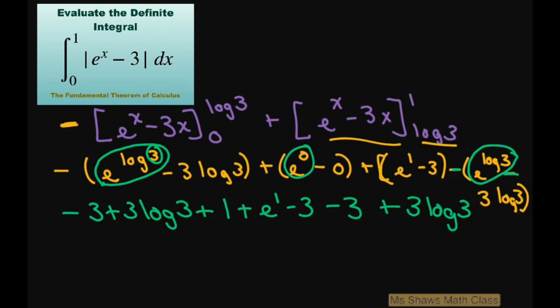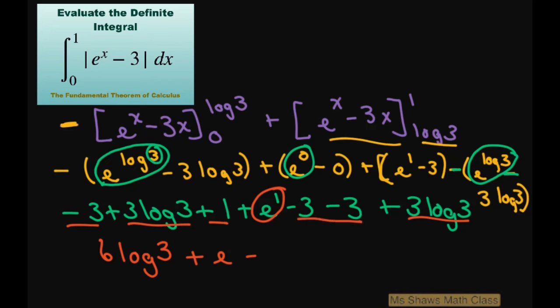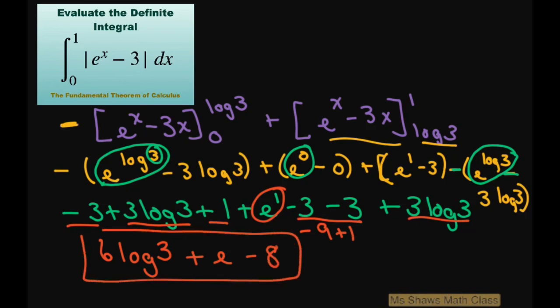Now, let's see what we have. We have 6 of these, so 6 log of 3. Then we have this singular e here, plus e. And then we have negative 3 plus 1 minus 3, so negative 9 plus 1. That's going to be minus 8. So this is your final answer.